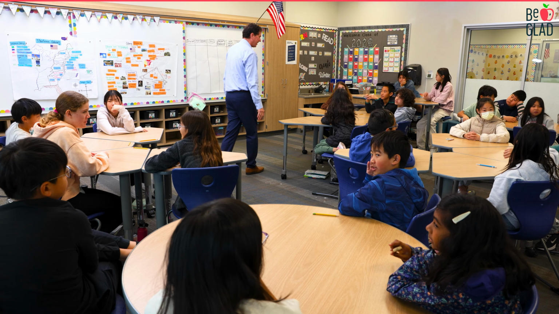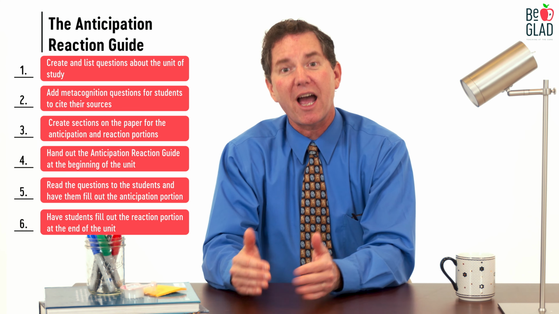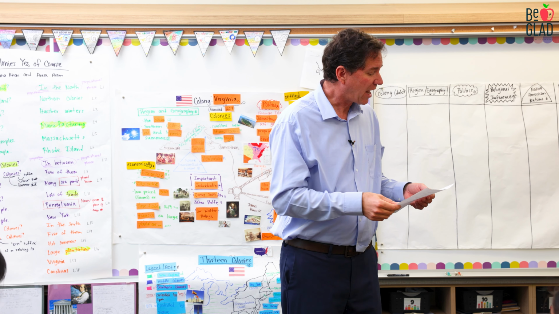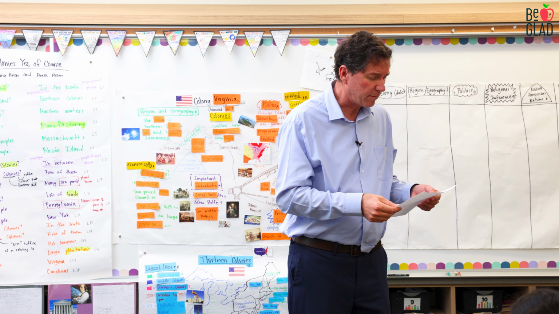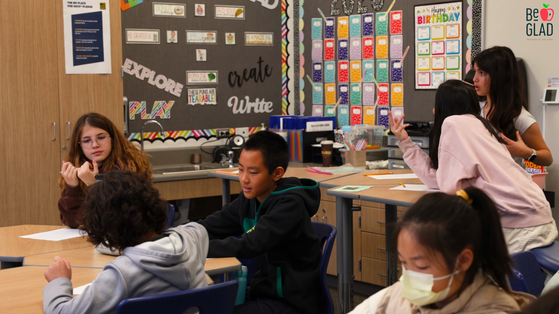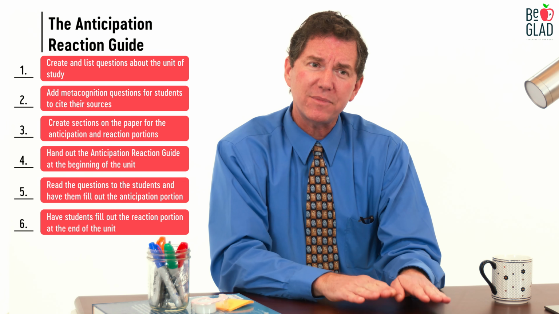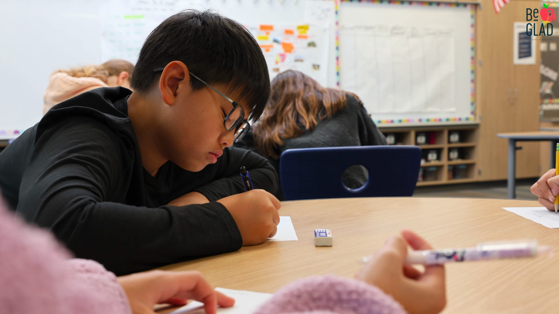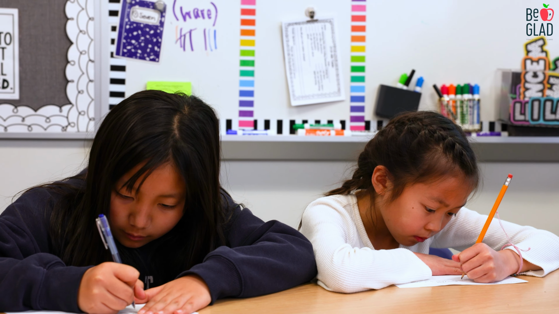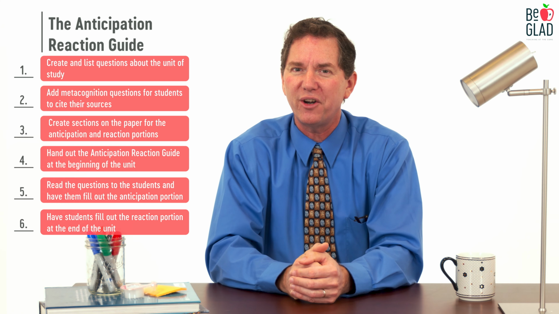Go ahead. At the end of the unit, hand the anticipation reaction guide back to the students. Again, read the questions to them, have them look at what their response was in the anticipation portion to see how their learning has changed over the course of that unit. And have them decide, are they going to keep the answer that they had? Or do they need to modify it or adjust it in some way? Perhaps they have to change their answer completely based on what they've learned throughout the unit.